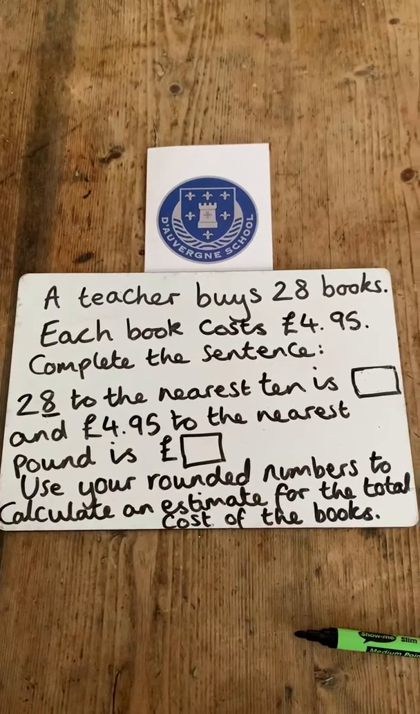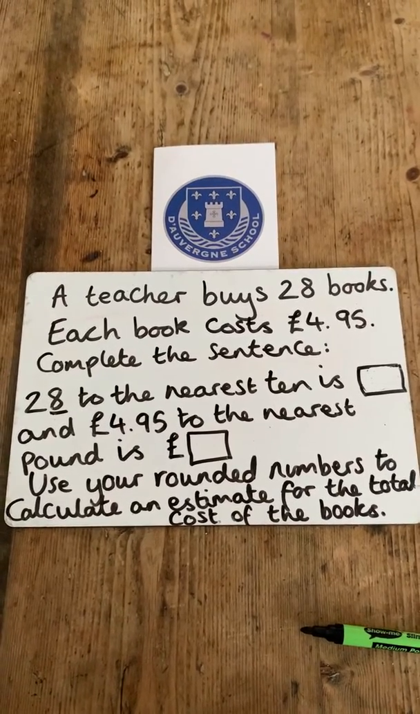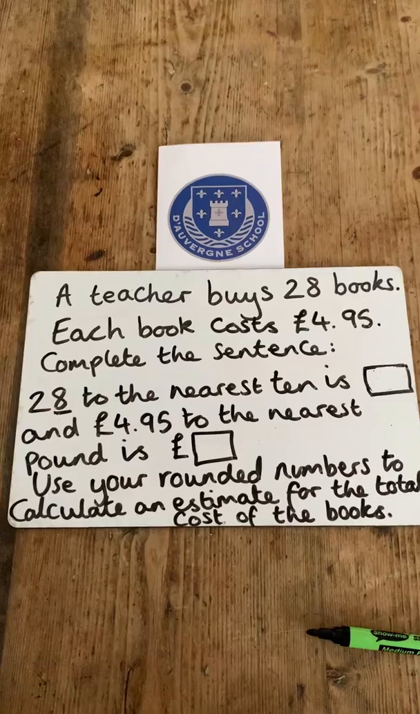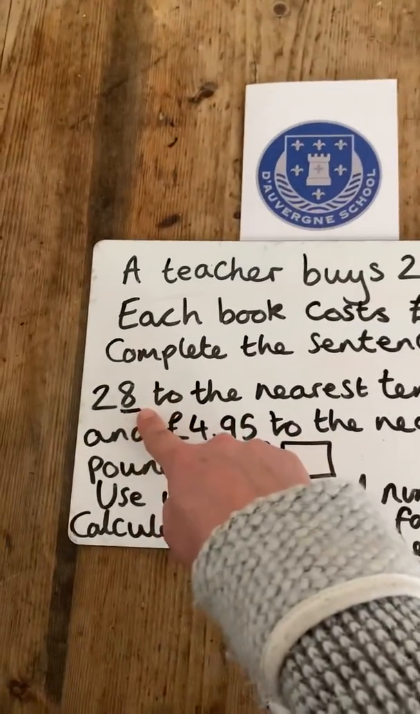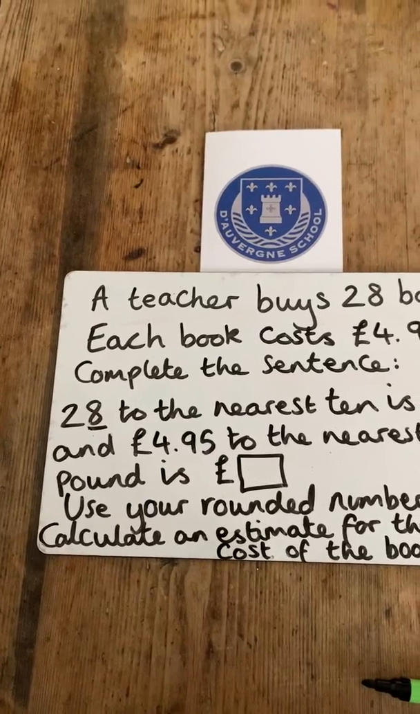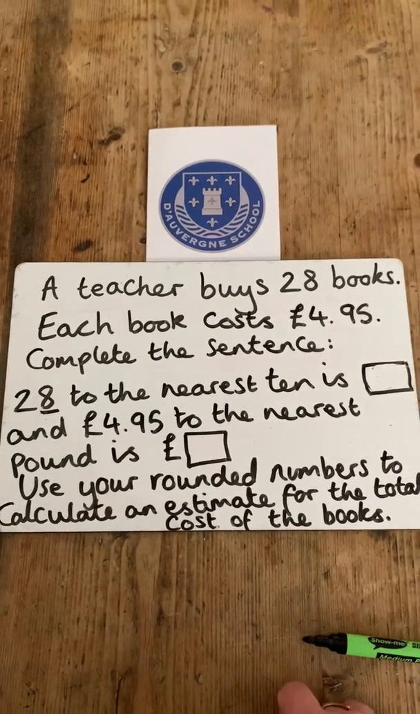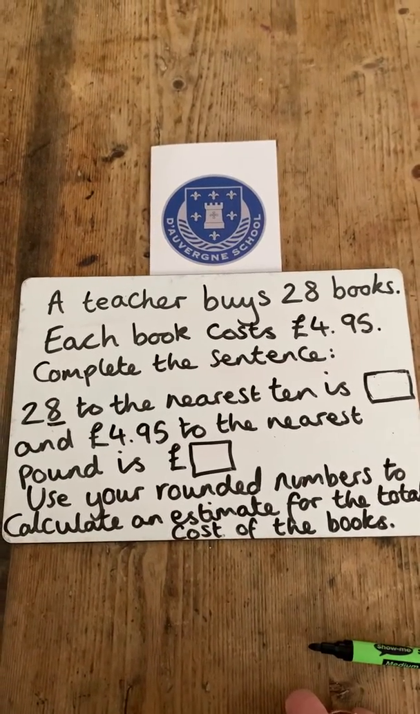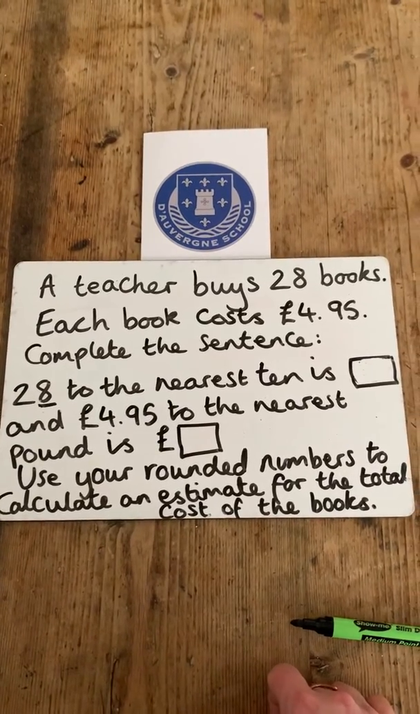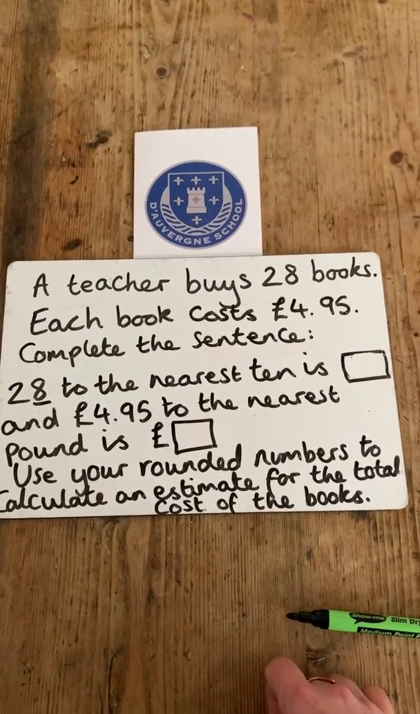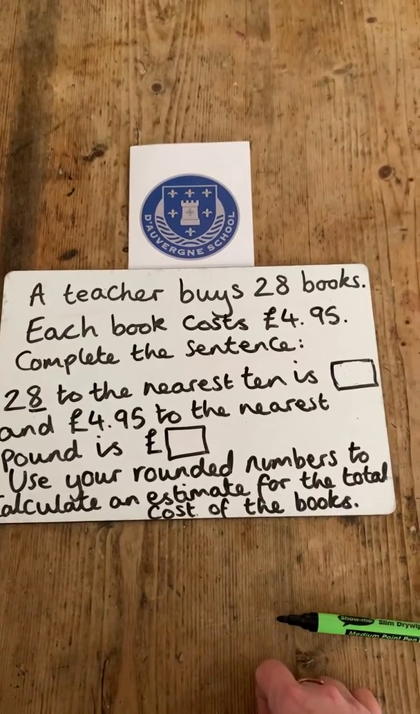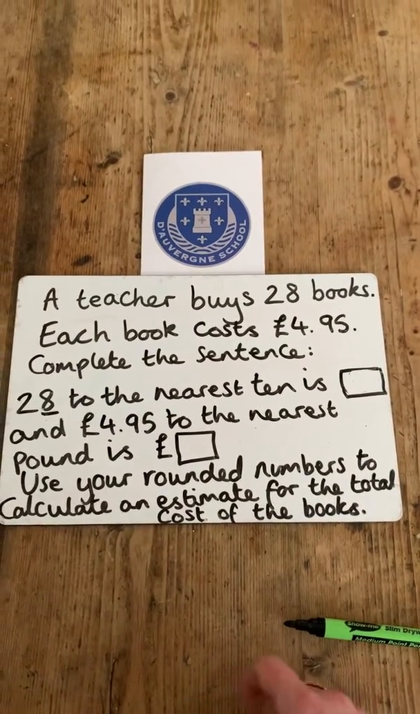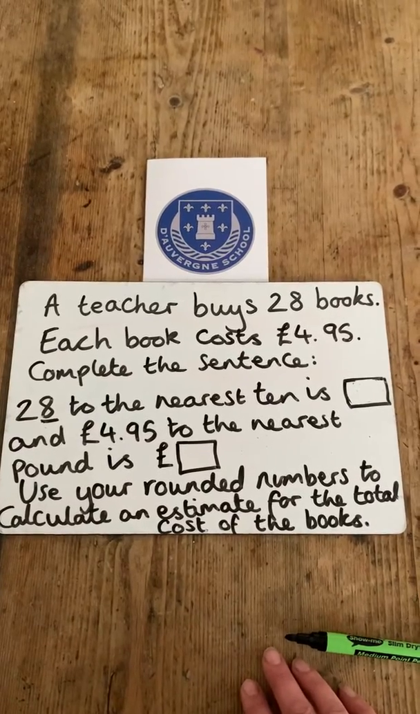28 to the nearest 10 is... and you'll hopefully all remember that when we're rounding to the nearest 10, we're looking at our units, our ones column, to work out whether that's going to affect our number in the tens column. So there is also the helpful rhyme that you may have learnt in Key Stage 1. 1, 2, 3, 4, round down to the 10 before. 5, 6, 7, 8, 9, round up to the next 10 on the number line.